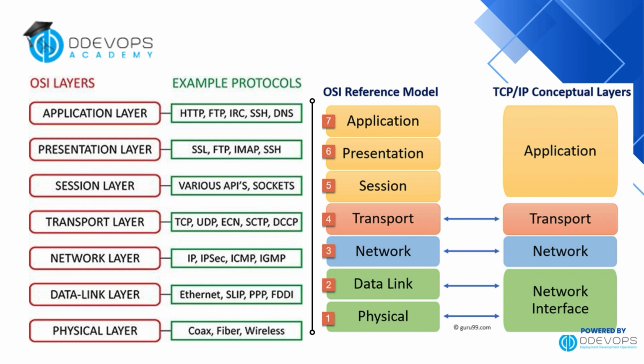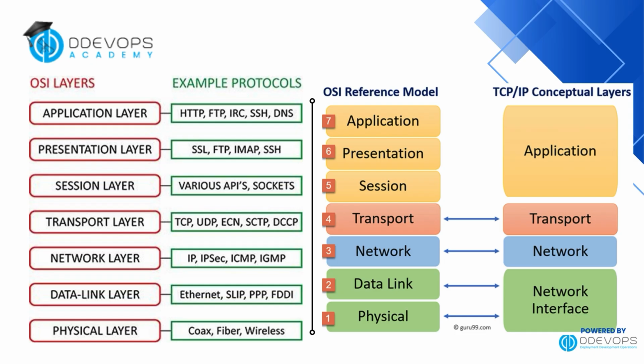Next, the network layer handles routing and addressing, with protocols such as IP and ICMP. The data link layer manages data transfer between devices on the same network using Ethernet or PPP. And finally, the physical layer deals with the actual hardware transmission, like cables, fiber optics, and wireless signals.